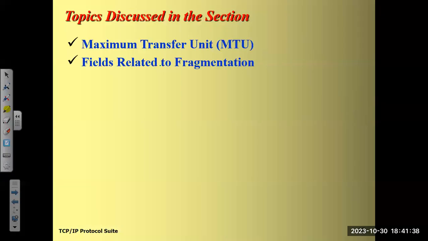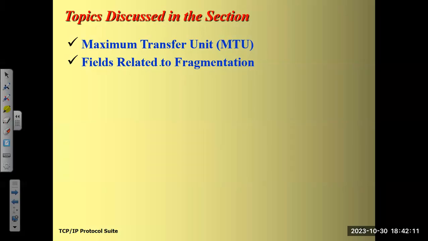First of all, how will you decide what size of fragment I can make? That's why there is an attribute called maximum transfer unit. This one is a function of the data link layer. So the first thing, the IP protocol will go look at the data link layer and find what the MTU is. Based on that, I will know how I will be able to divide my datagram, and what size I can divide it into. So this one is very important.